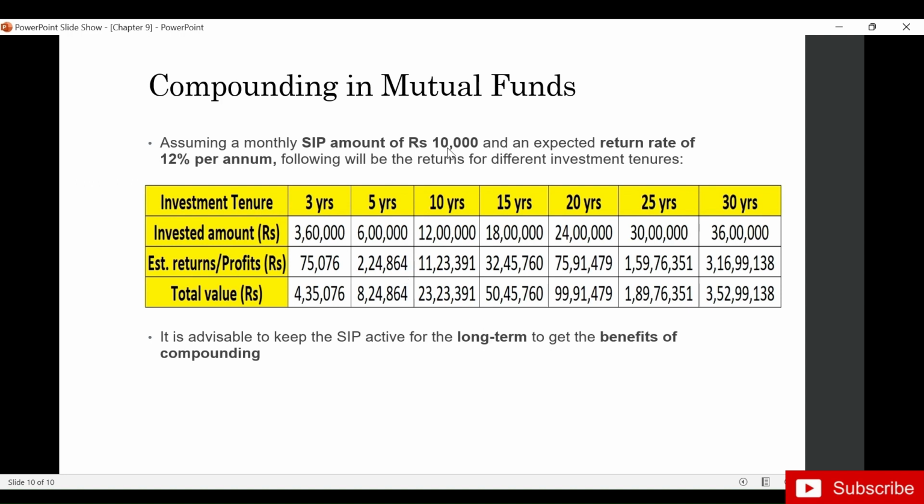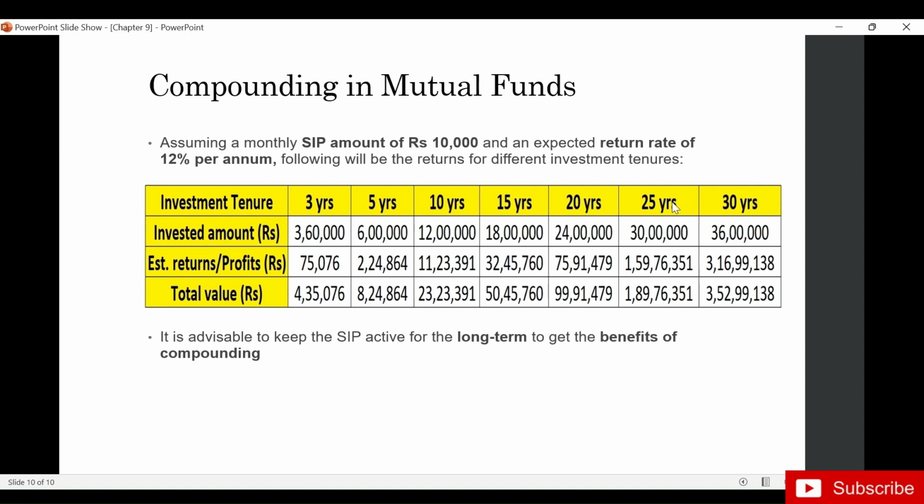If the investment tenure was 10 years, then the investment amount would have been 12 lakh, and the profits would have been approximately 11 lakh 23,000. For investment tenure of 15 years, the invested amount was 18 lakh and profits were approximately 32 lakhs. For 20 years investment tenure, investment amount was 24 lakh, and the estimated returns or profits were 76 lakh approximately.